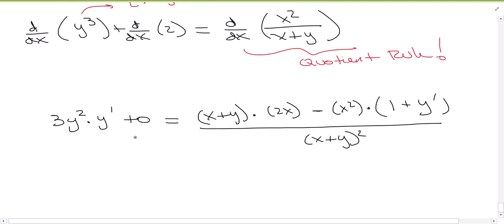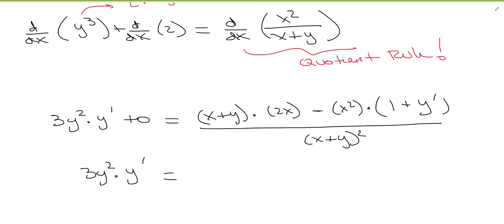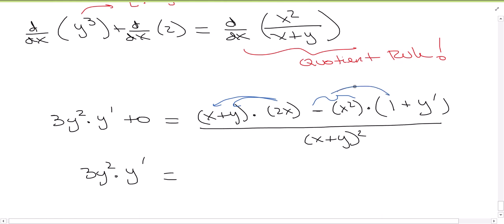Now this, when I want to solve for y prime, it creates more trouble than in the prior examples, because I have y prime on the left and I have y prime on the right, but it's stuck on the numerator of this crazy thing. So let's simplify this by multiplying everything out and trying to combine like terms, if there are any.